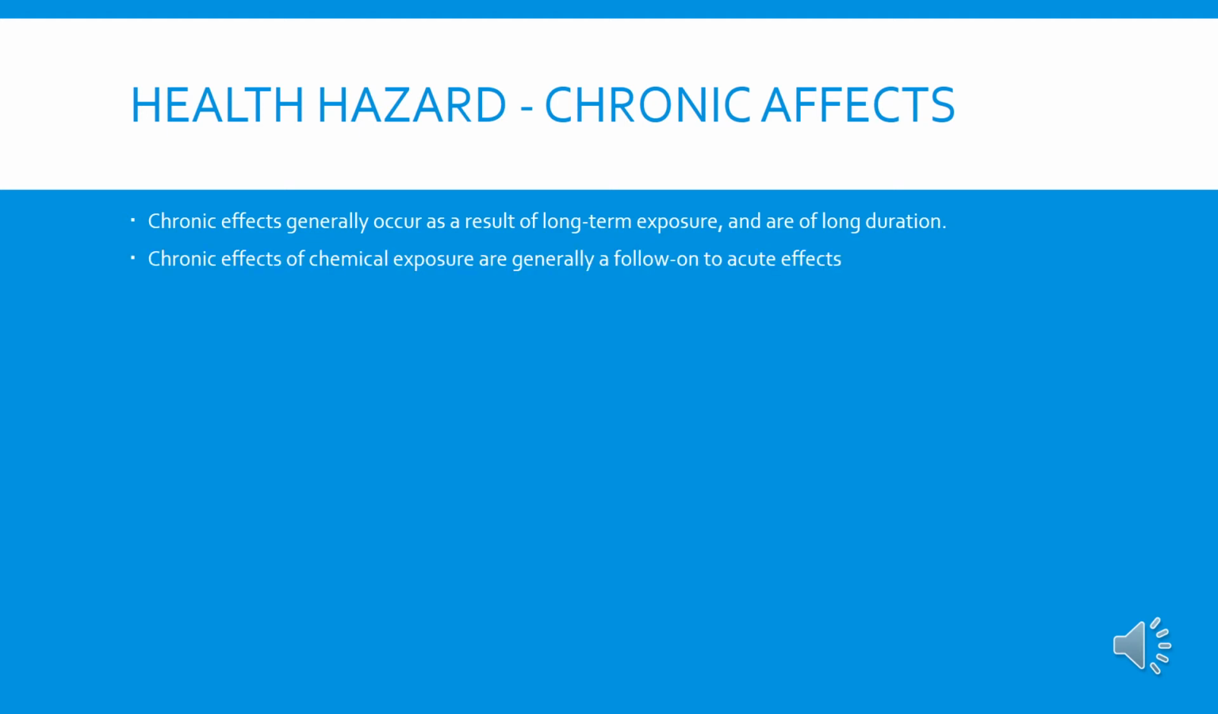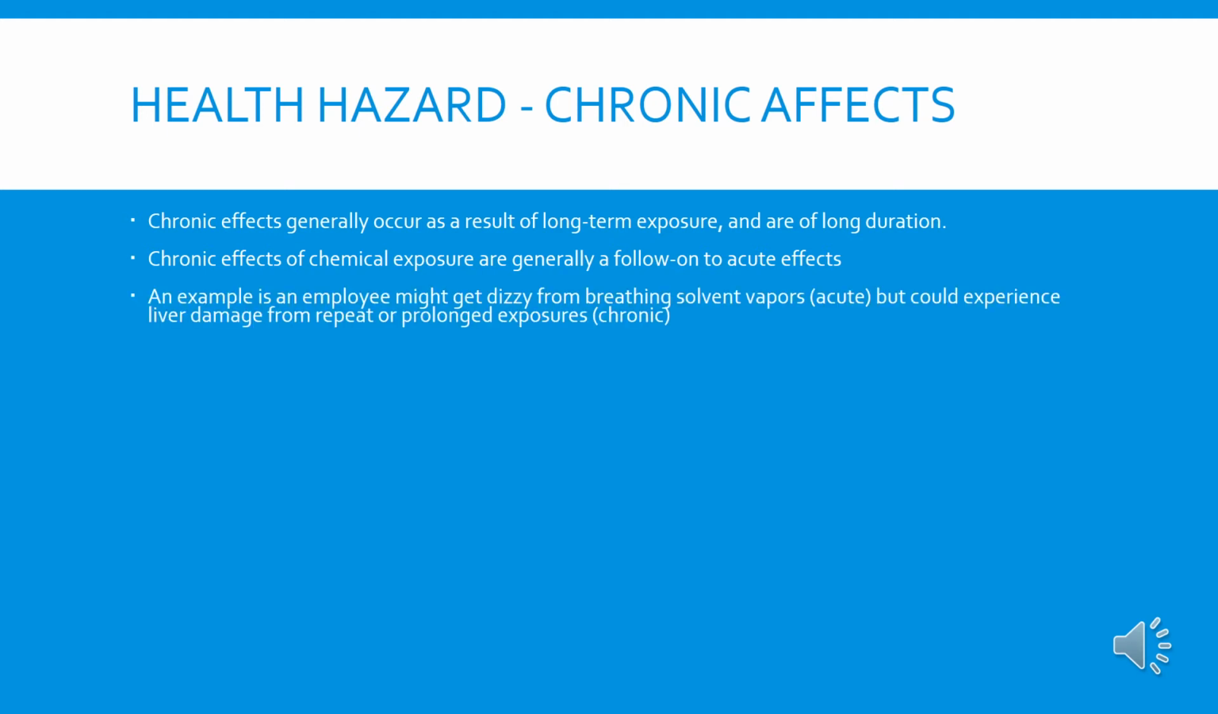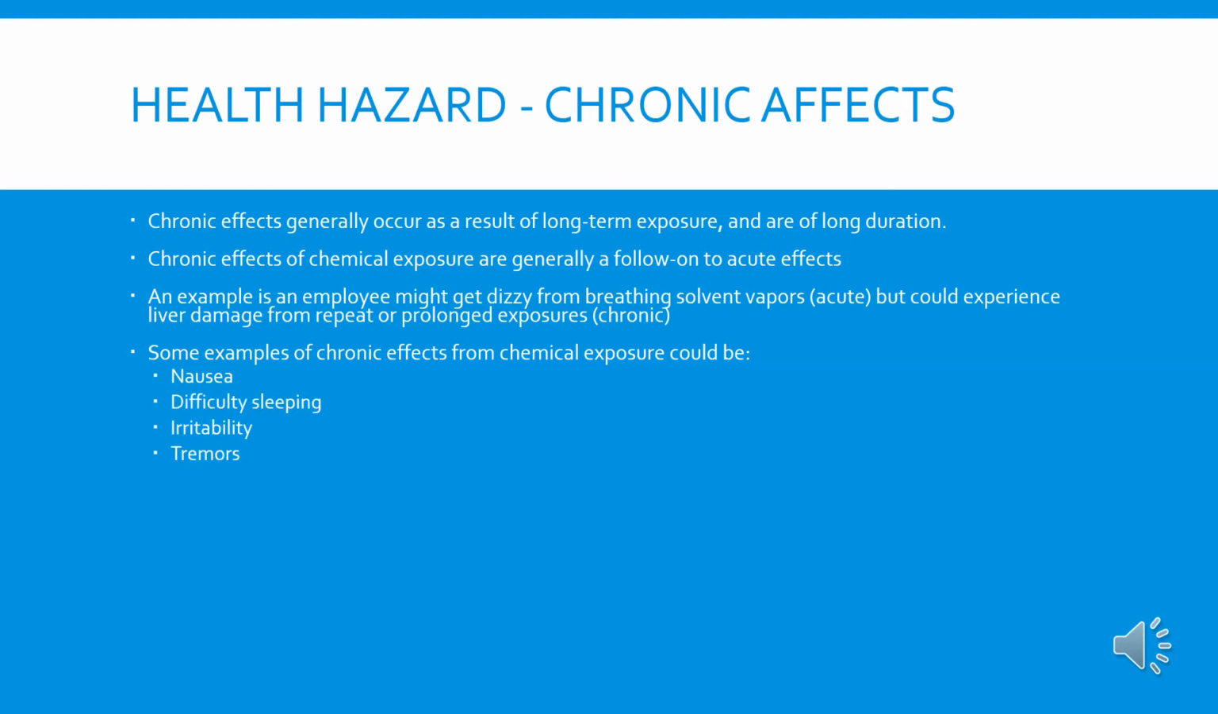Chronic effects of chemical exposure are generally a follow-on to acute effects. An example is an employee might get dizzy from breathing solvent vapors, acute, but could experience liver damage from repeat or prolonged exposures, chronic.